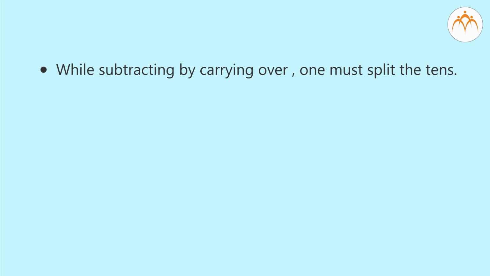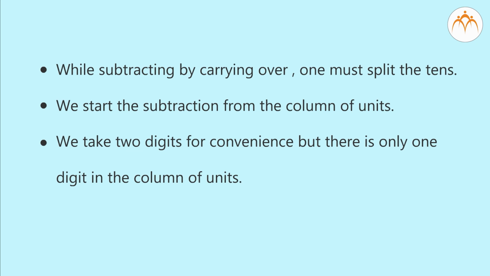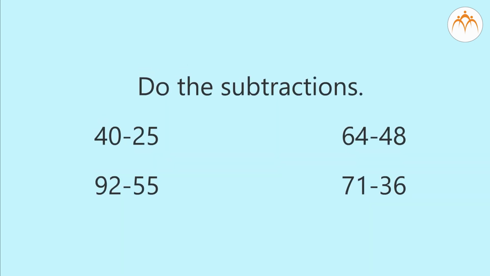What did we learn? While subtracting by carrying over, one must split the tens. We start the subtraction from the column of units. We take 2 digits for convenience, but there is only 1 digit in the column of units. Exercise. Do the subtractions. 40 minus 25, 64 minus 48, 92 minus 55, 71 minus 36.